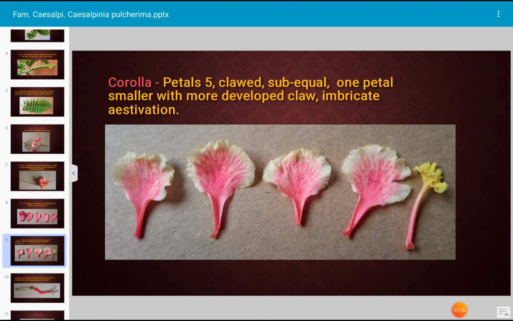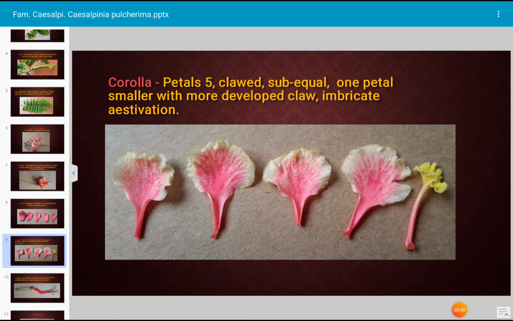This is the corolla. Corolla consists of petals. There are 5 petals in the flower of Caesalpinia pulcherrima. Corolla is the colored, attractive part of the flower. All the petals together are known as corolla. And each petal is clawed, because it has a separate stalk-like structure. And these petals are sub-equal. They are not equal in size.